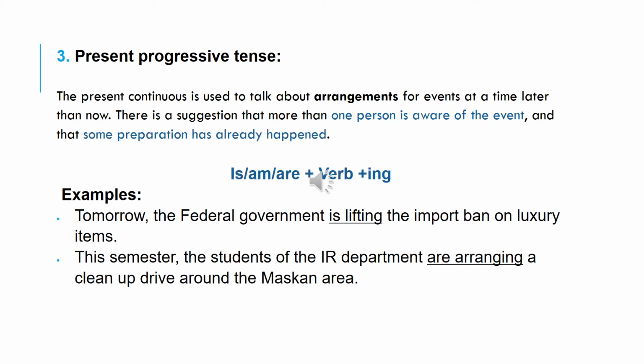Alright, so when we're talking about present progressive tense, it is used to talk about arrangements for events at a time later than now. So we're focusing on the arrangements here. There is a suggestion that more than one person is aware of the event and that some preparation has already happened. So we can easily understand it. It's quite simple from the examples.